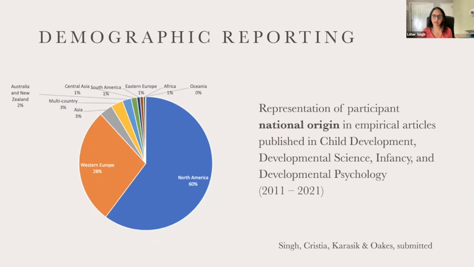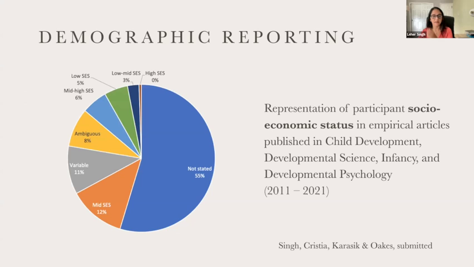In terms of representation of national origin, you can see there's an overwhelming skew, which actually hasn't changed across the decade, towards participants from North America and regions of Western Europe. That accounts for nearly 90% of participants over the past 10 years. And in terms of socioeconomic status, again, this is complex to report and complex to interpret, but for the most part, researchers don't report participant socioeconomic status in empirical papers, unless it is being used as an independent variable to study behavior. So in general, we don't know much about the SES of our participants. And when it is reported, studies tend to favor mid to high SES infants.